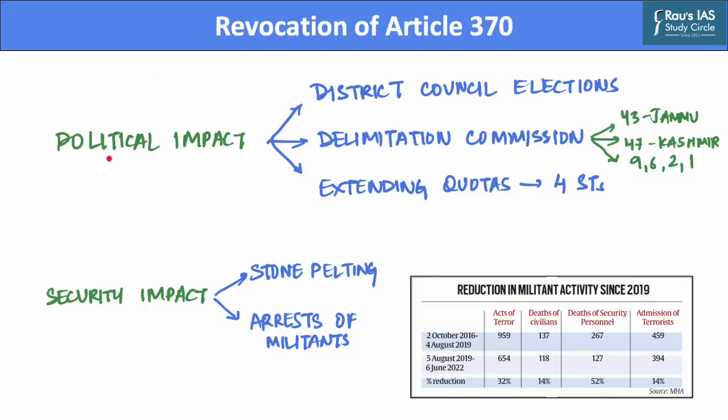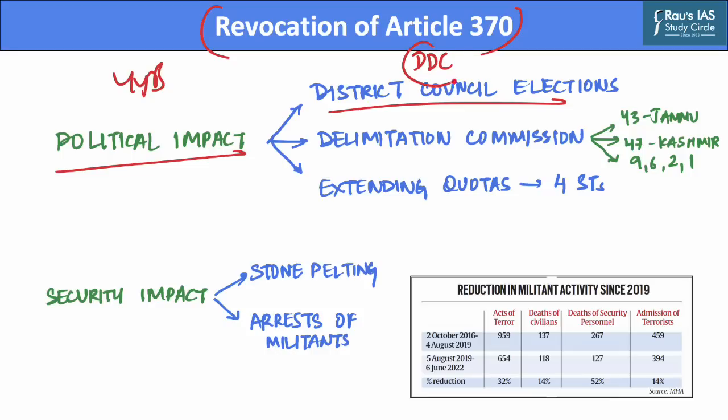Now first, let us deal with the political impact of revocation of Article 370. The Union Territory of Jammu and Kashmir witnessed many firsts in the 4 year period. The first change in this regard was the district council elections, as elections to the District Development Councils, also known as DDCs, happened in all 20 districts of Jammu and Kashmir, and this took place in the November and December period of the year 2020.